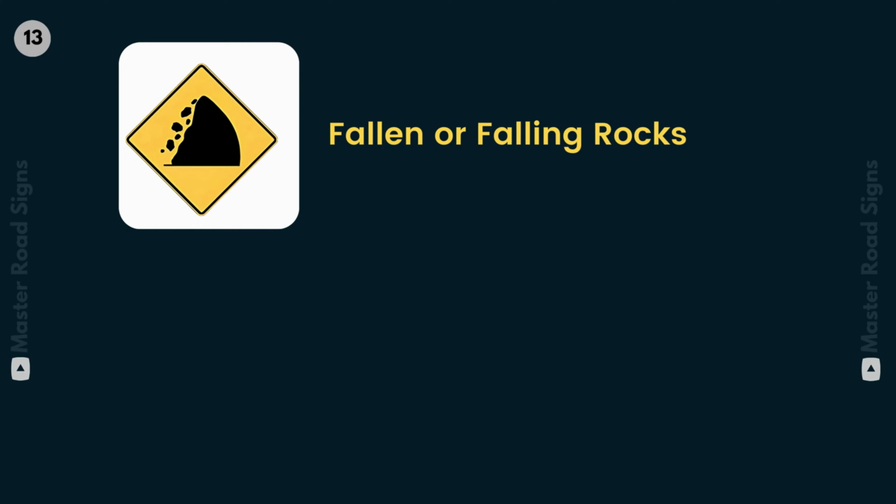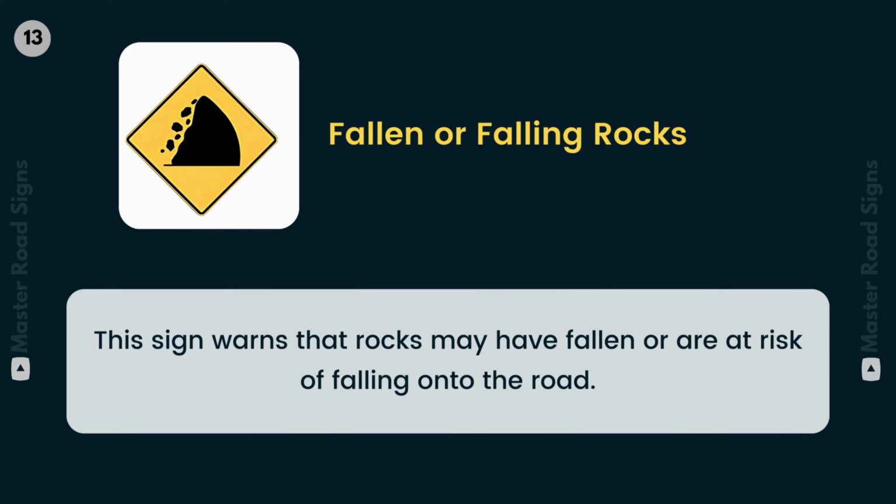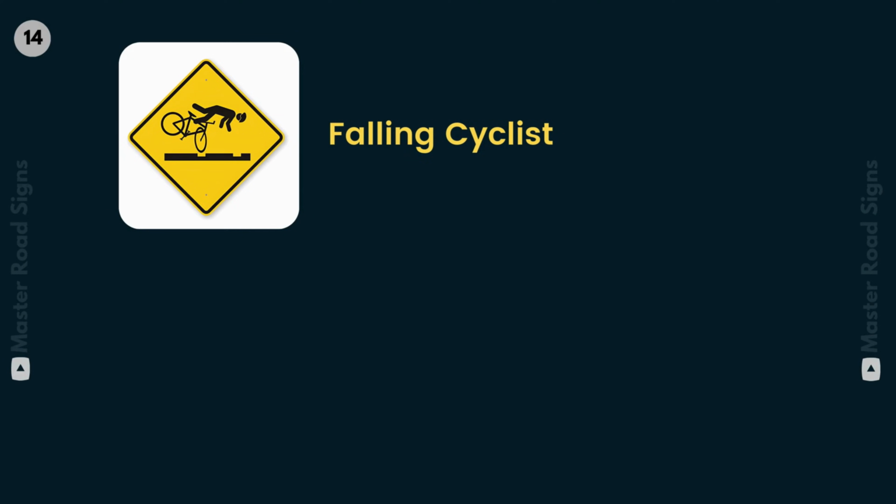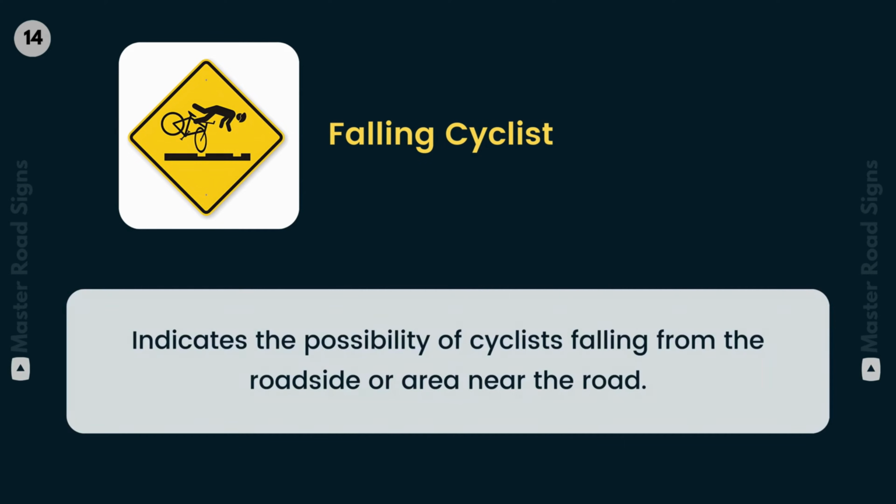Fallen or falling rock sign. This sign warns that rocks may have fallen or are at risk of falling onto the road. Falling cyclist sign. Indicates the possibility of cyclists falling from the roadside or area near the road.